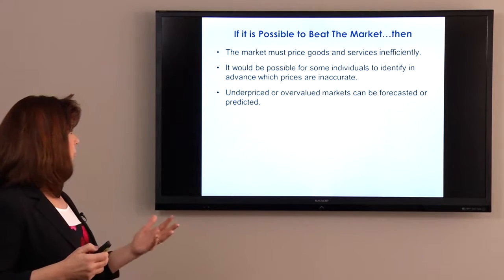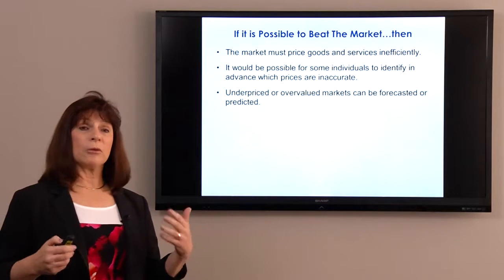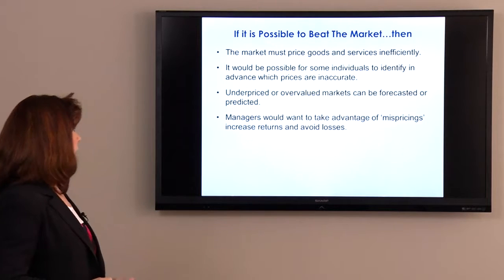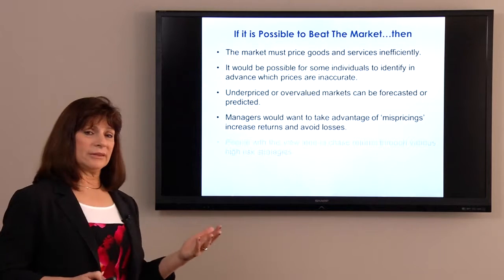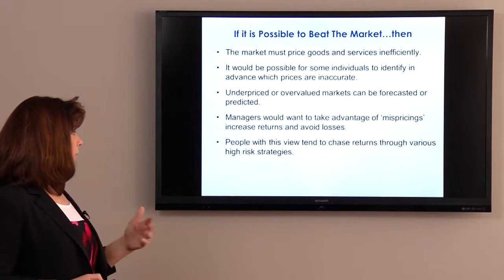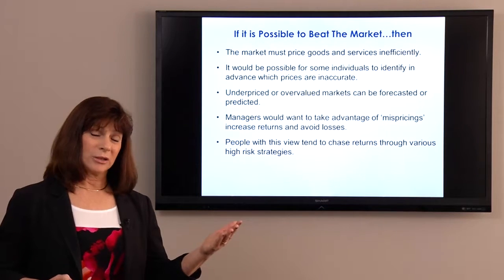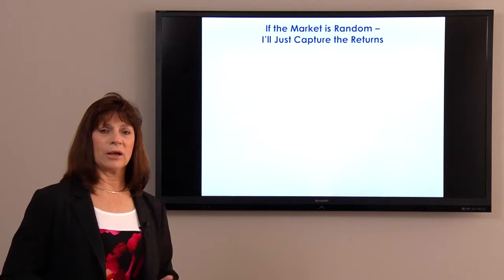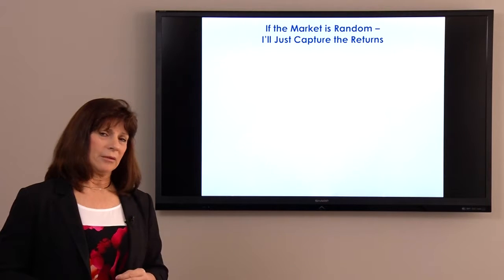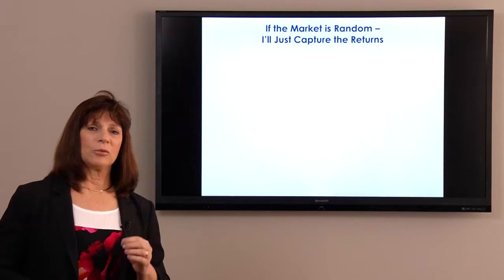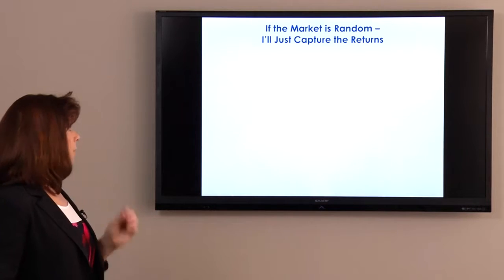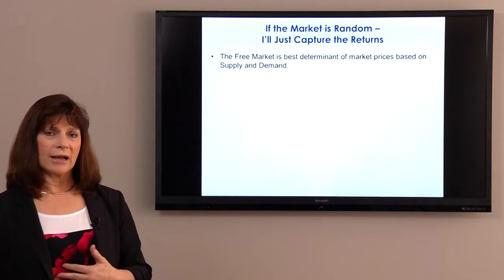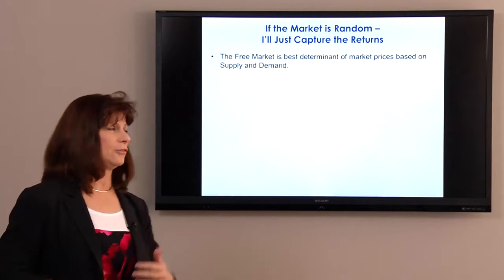Things would be underpriced or overvalued in a market. If they were, they could be forecasted. Then we could aim to build our portfolios to capture that. Or managers would want to take advantage of mispricings. People would, and this is what people do, actually. They chase returns because they think they're hearing these stories that you can beat the market. But if the market is random, which is what the financial economics research shows, then why don't I just capture all these returns? So it's a different philosophy, the philosophy between an active investor and a more passive approach.